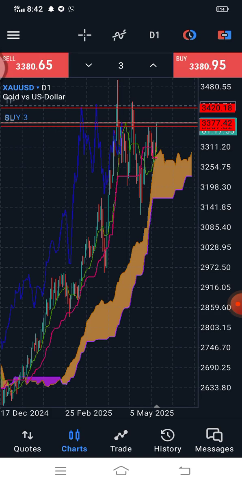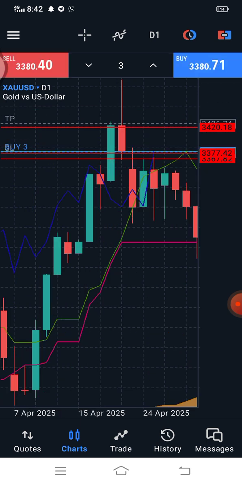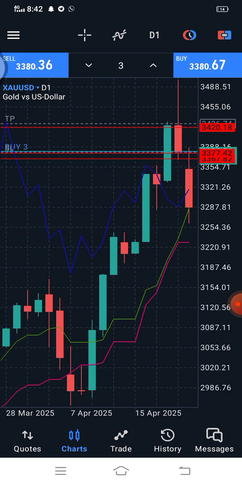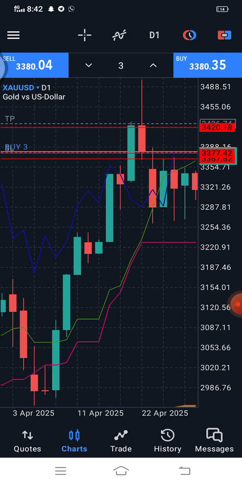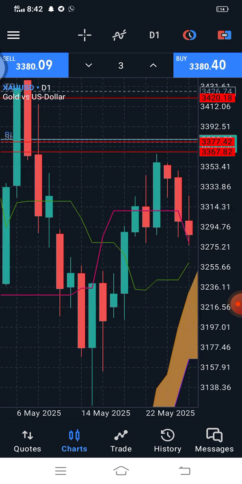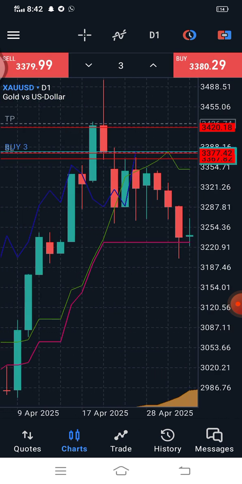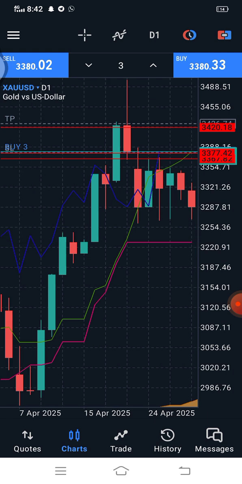So going back to my chart screen, you see what we have here. From the settings we just reviewed, the conversion line is the green line you see here, and then the pink line is the baseline, and the blue line is the lagging span.